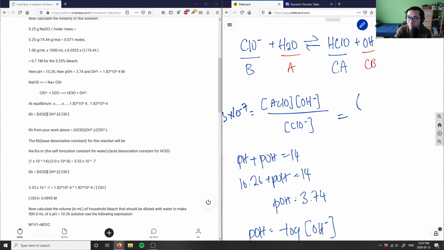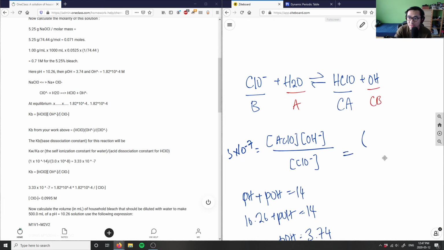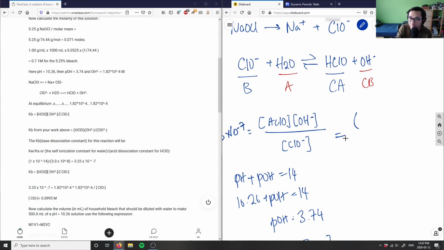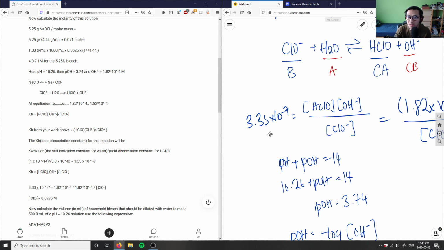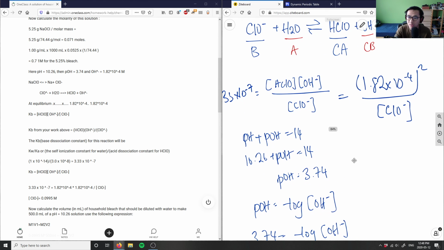So we can say that this here is 1.82 times 10 to the negative 4 squared, just because I'm multiplying both by the same number. I'm trying to find the concentration of our hypochlorite. And then I can simply do this divided by our Kb here to get our hypochlorite.